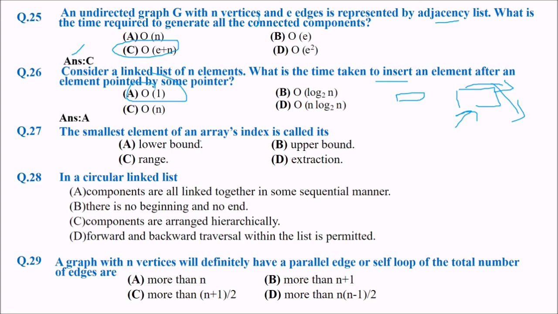The smallest element of an array's index is called its what? Is it lower bound or something else? The answer is lower bound. The smallest element of an array index is called its lower bound.